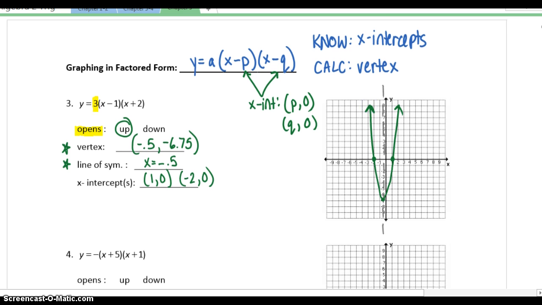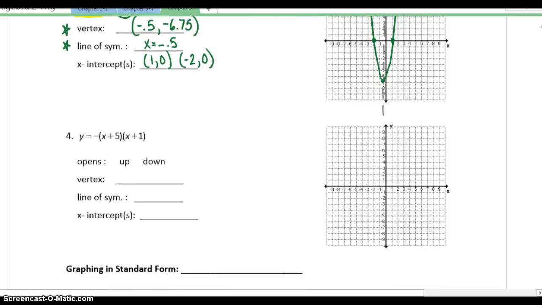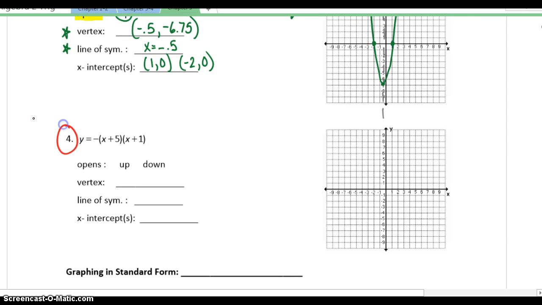Alright, awesome. Okay, I want you guys to try number 4 then on your own. Try it and see if you can come up with all the points.